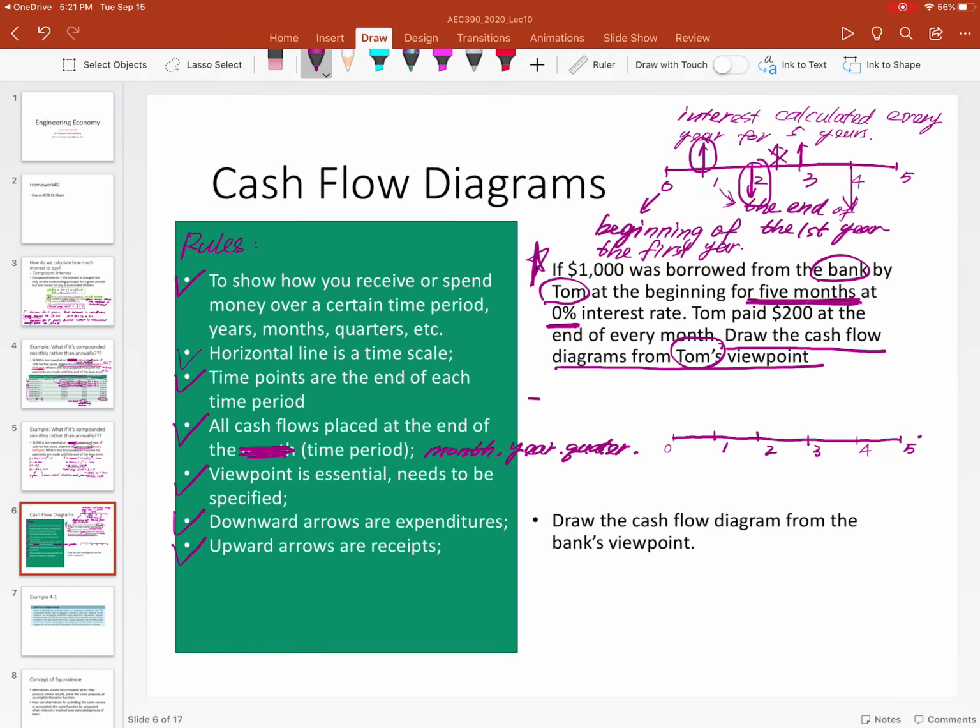And then from Tom's perspective, let's draw this, okay? At the beginning, which means at the beginning of the first month, Tom got 1,000 from the bank. That's the money inflow, okay? So that's the money received by Tom. Okay, so Tom thinks, okay, that's the money coming into my pocket. So you need to draw a line or an arrow up, going upward.